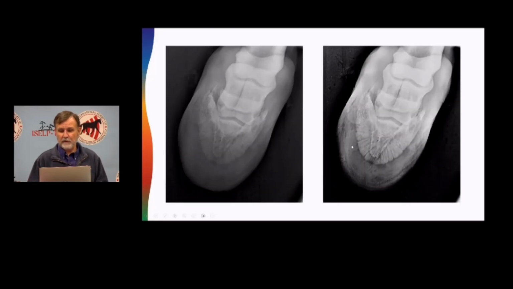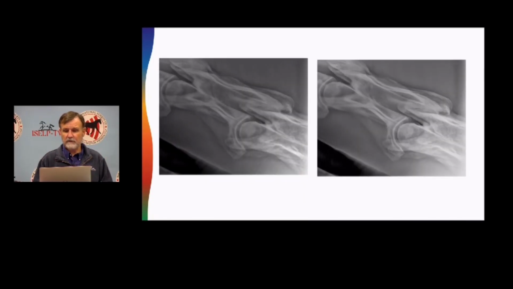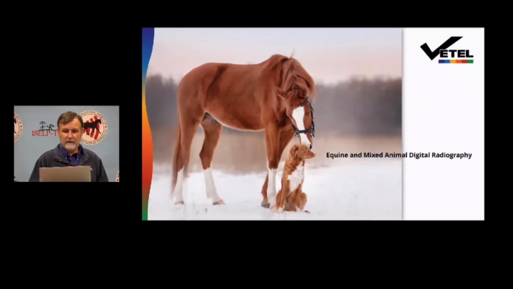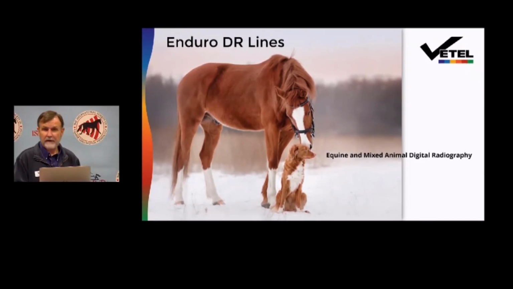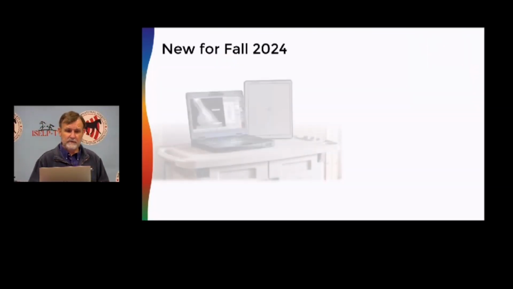Here's an example of P3. Notice how much clearer the vascular channels are in P3 once you take the noise or the graininess out. Here's a nice cervical image. And by the way, all the images I'm showing you here were taken with portable X-ray generators. These are the typical images that you would get in the life of an equine practitioner. No special hardware involved.